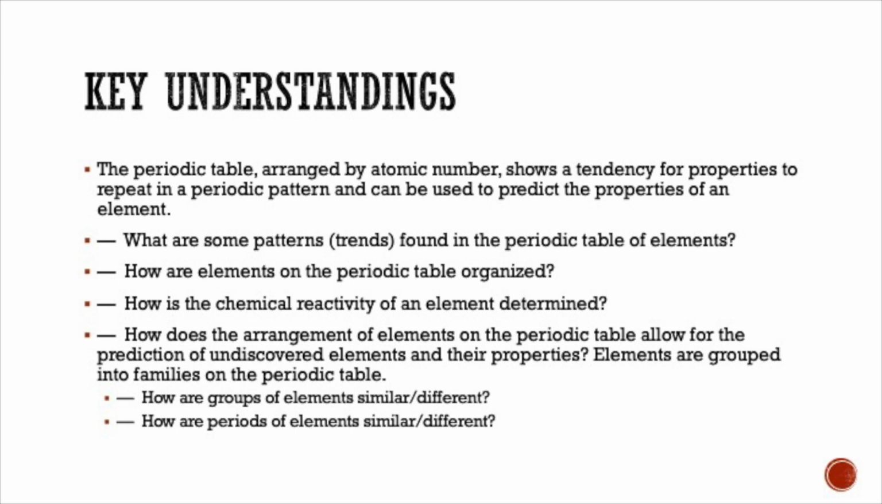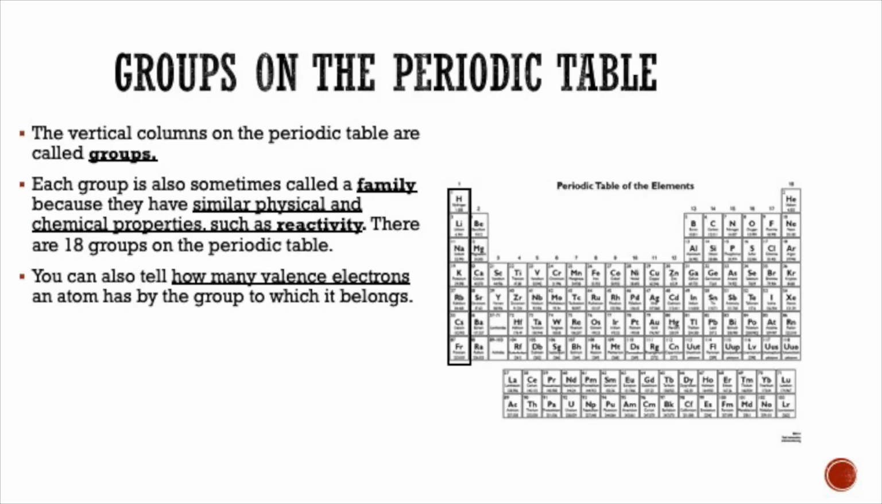Because there are a lot of new elements. They're found pretty often and they fall right into the pattern that is already set on the table. So how are groups of elements similar and different? And how are periods of elements similar or different?